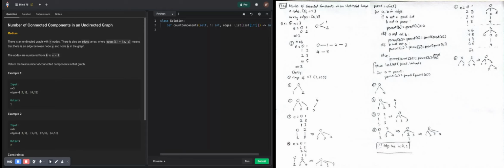Alright, there is an undirected graph with n nodes. There is also an edges array where edges[i] = [a, b] means there is an edge between node A and B in the graph. The nodes are numbered from 0 to n minus 1. Return the total number of connected components in that graph. Okay, so let me reread the question statement to make sure I understand it.